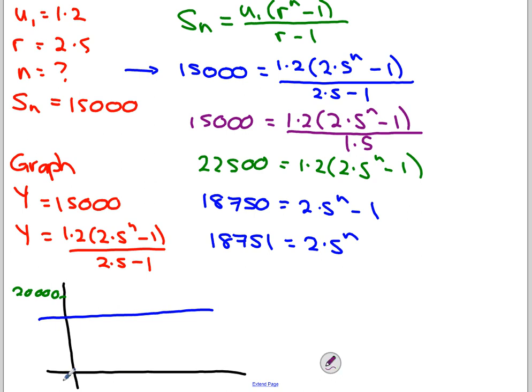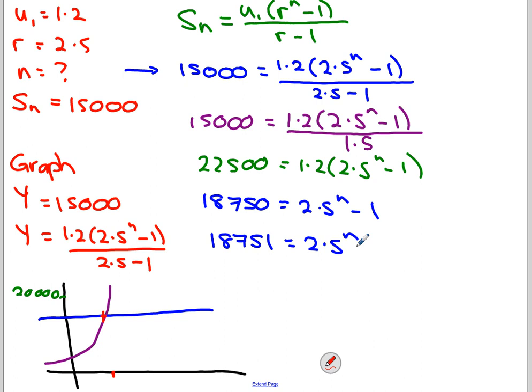Yes! Okay, cool. And what technically you're finding is the coordinates of the intersection point of these two graphs. And the answer, we want the x. We don't need the y. The y is clearly just going to be 15,000 because it connects with 15,000. We're going to find what is the x coordinate, and that's going to be our n.